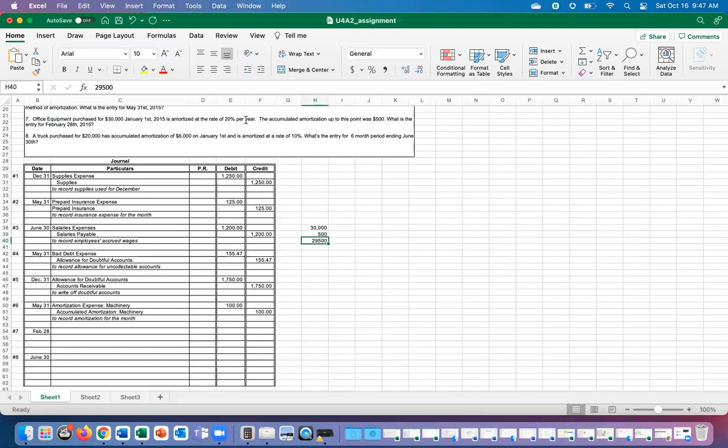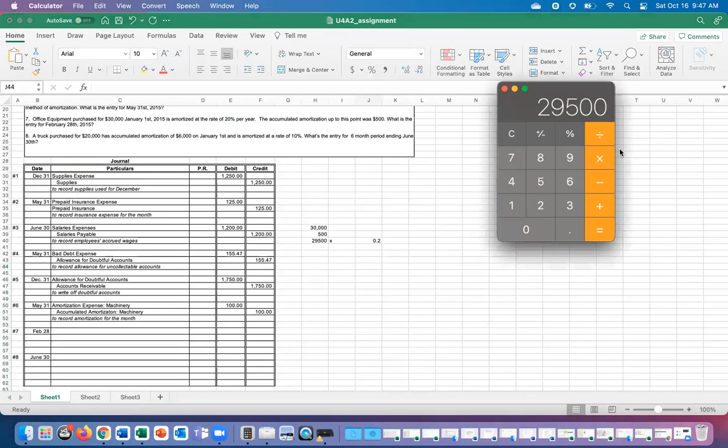And so this is where the amortization rate comes in, this percentage. So it loses 20% of its value every year. So what we're going to do is take that 29,500 and multiply it by 20%. Or if we're doing that in decimal form, 0.2. So we're going to do 29,500 times 0.2. And that'll let us know how much this office equipment is amortizing over the entire year at this point.